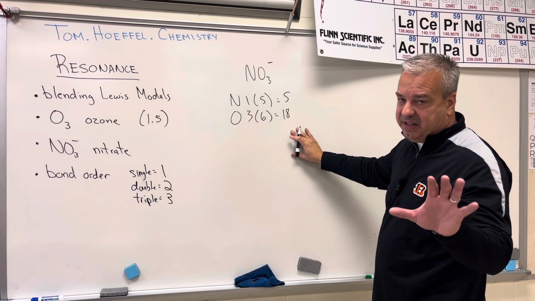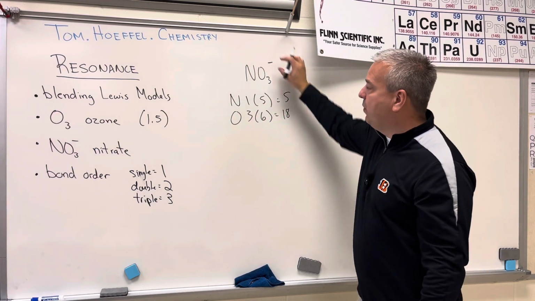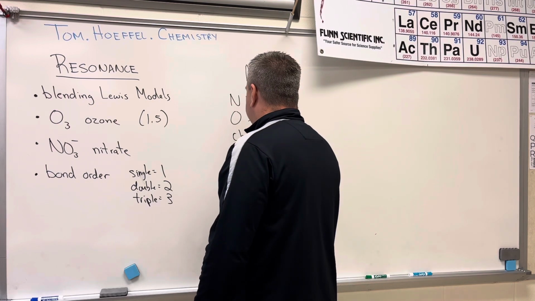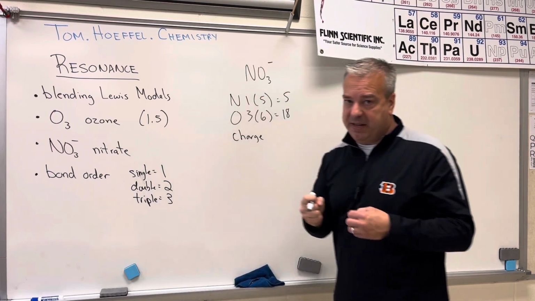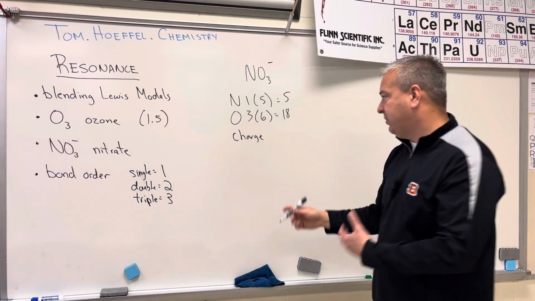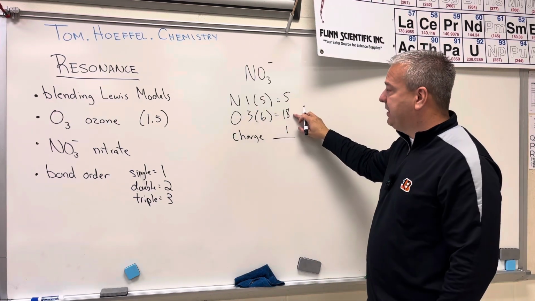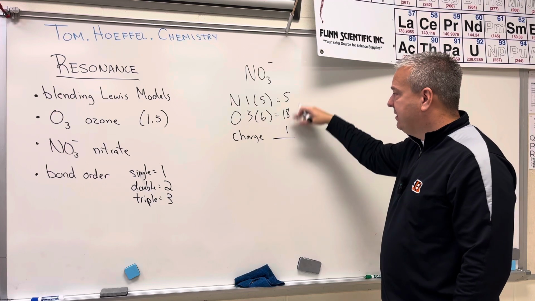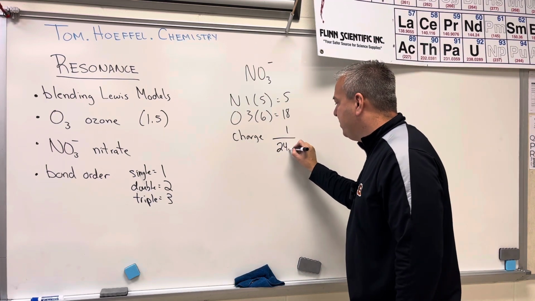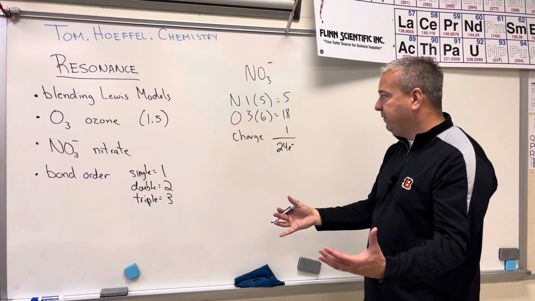Whenever you get an odd number, ding, ding, ding, you're doing something wrong. Don't forget about the charge. If this is a -1, that means an electron has been added to the structure, so we have 1 more. So 5 plus 18 plus 1 is not going to give us 23, it's going to give us 24, which is an even number of electrons, which I feel good about.